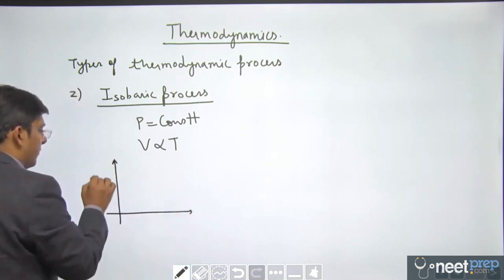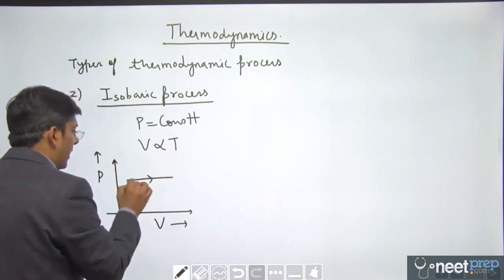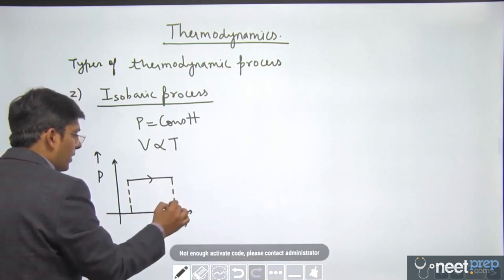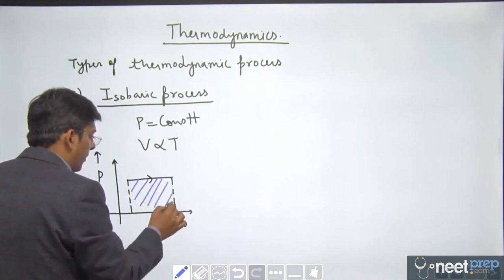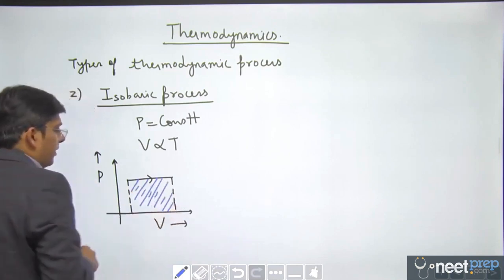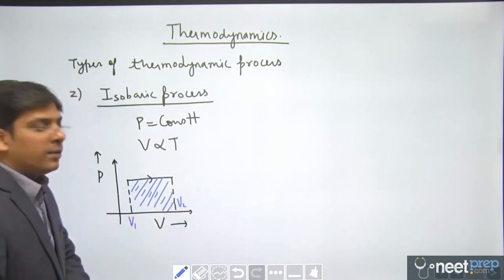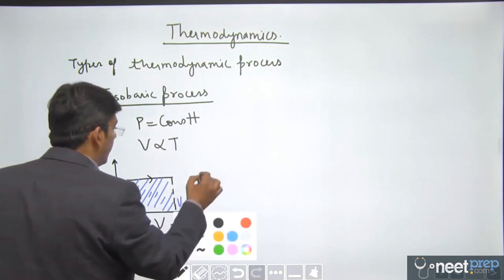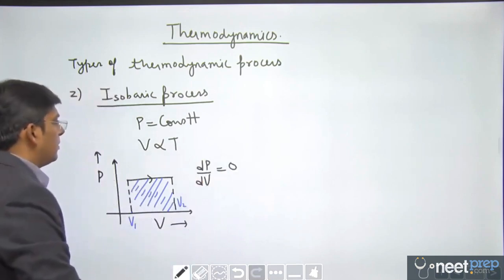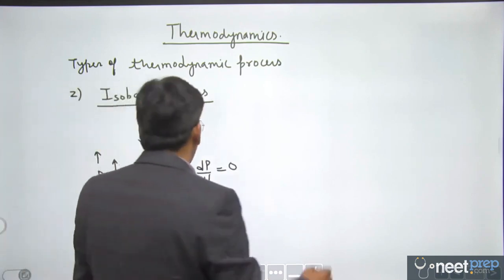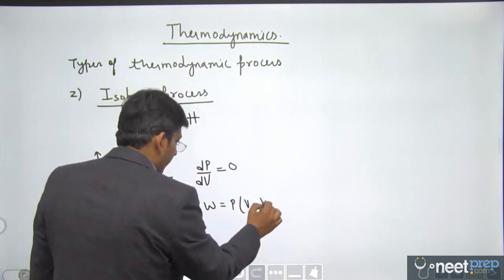Now let us draw the PV graph. Obviously when pressure is constant, this graph is like this, and when you are asked to calculate the work done, you are just going to find this area bounded by the PV graph, initial volume being V1, final volume being V2, dear students. Now what will be the slope of this PV graph? Obviously when dP is 0, slope is going to be 0. This is for an isobaric process. And work done is given by pressure into only the change in volume.